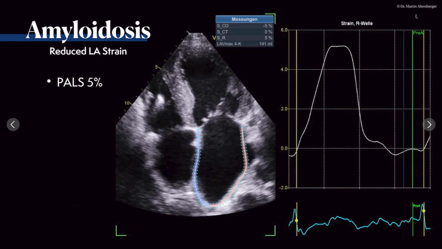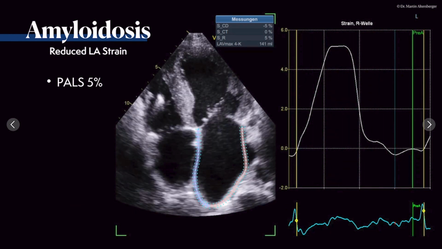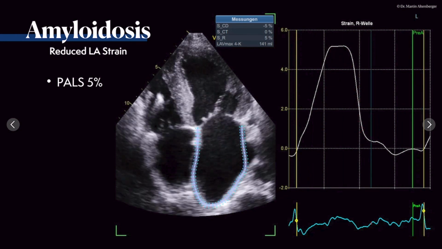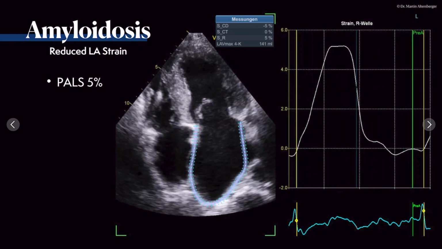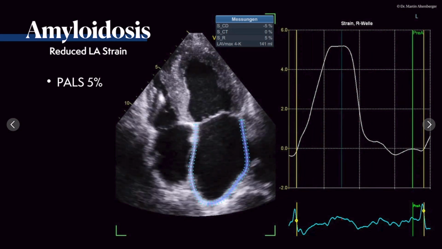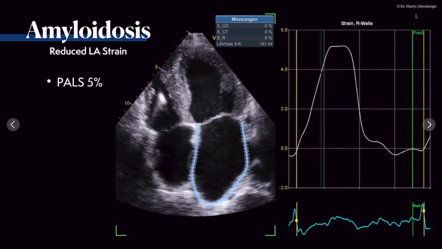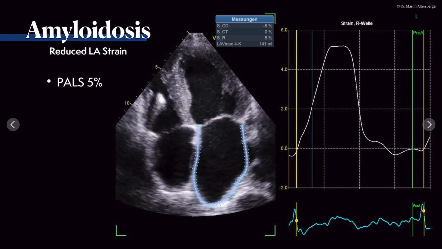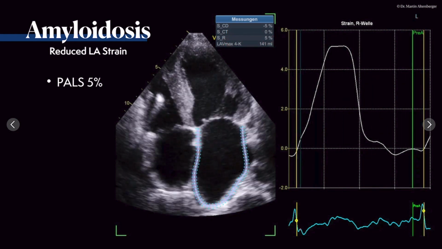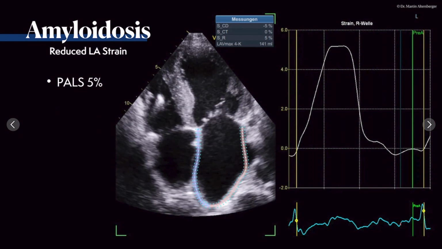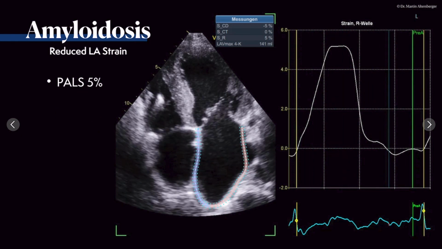Another measurement we can perform, of course, is the left atrial strain, and in this case we see a different curve. Of course, in atrial fibrillation we cannot measure the contraction strain because it's simply not existing, so contraction strain is not measured, but we can measure the peak atrial longitudinal strain, and that is only 5%, which makes elevated filling pressures also from a standpoint of left atrial strain very likely.